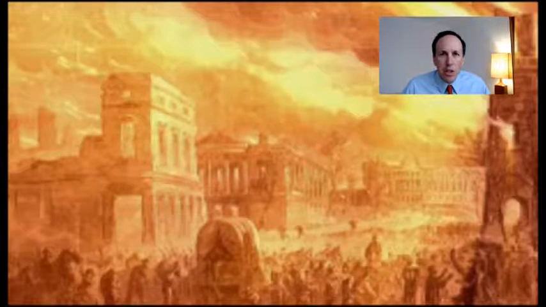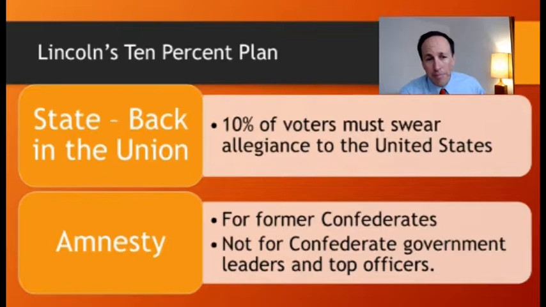Let's talk about the 10% plan. Okay. Lincoln said, look, if 10% of you will swear allegiance to the United States, you're back in. Once 10% have sworn allegiance, you're back in the Union. Amnesty for all the low-level soldiers, for all the people that fought. Now, if you were in the government or if you were a general or an officer, then not so fast. But if you're just a soldier, you're going to be forgiven and welcome back to the Union. So that is Lincoln's 10% plan. I'll give you a second to write that down.